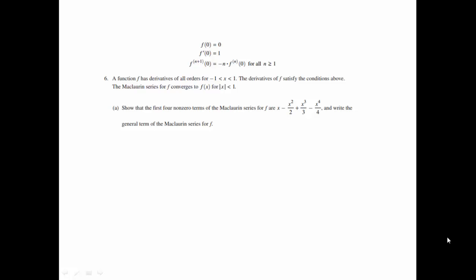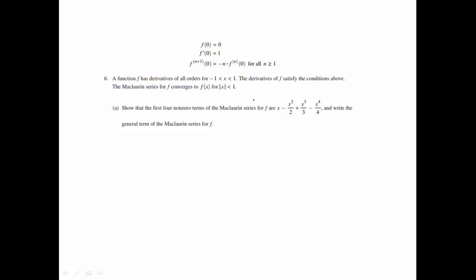All right, a function has derivatives of all orders between -1 and 1. The derivatives of f satisfy the conditions above. The Maclaurin series for f converges to f of x equals 1 for any values where the absolute value of x is less than 1. So A, show that the first 4 non-zero terms of the Maclaurin series for f are x minus x squared over 2 plus x cubed over 3 minus x to the 4th over 4, and write the general term of the Maclaurin series for f.